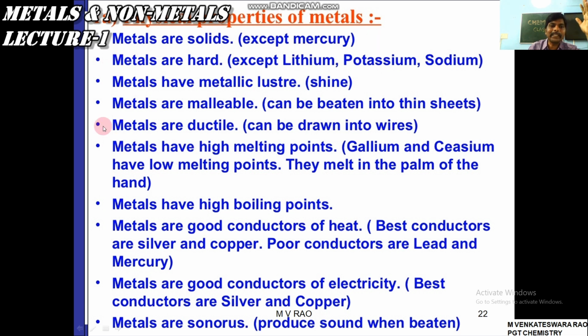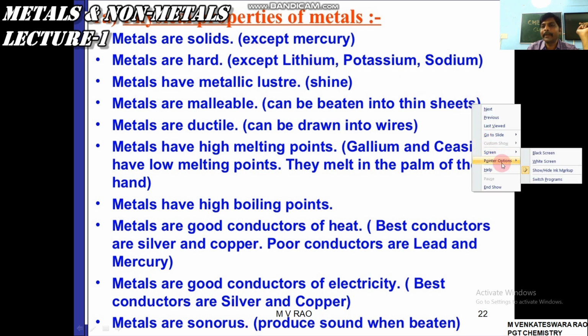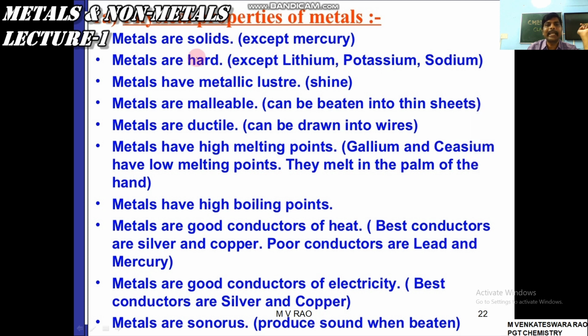Now what properties have been explained? Again I will revise. Metals are solids except mercury. Metals are hard, but there are soft metals also, the alkali metals. Metals have metallic luster, the shining property. Metals are malleable. Malleability means they can be beaten into thin sheets. Metals are ductile, they can be drawn into thin wires.